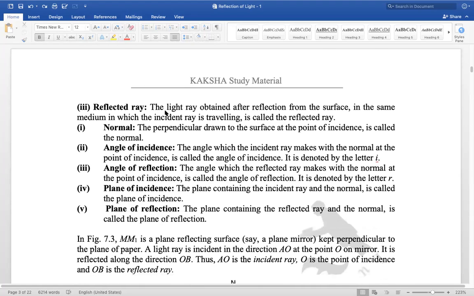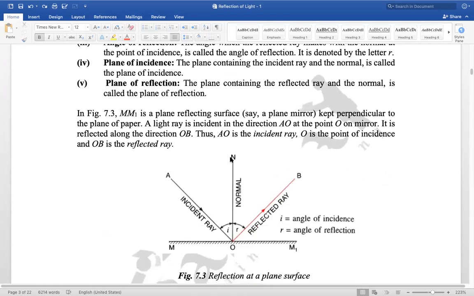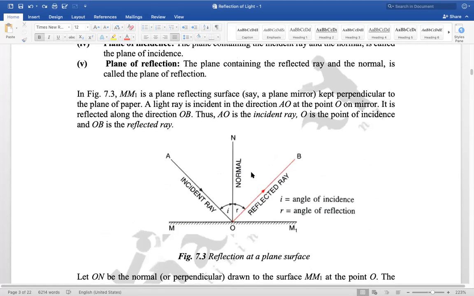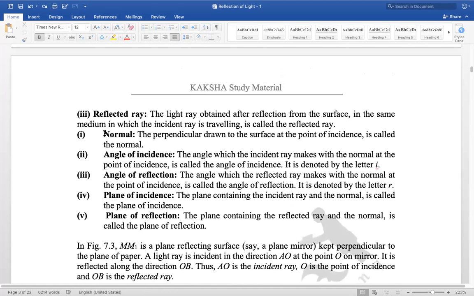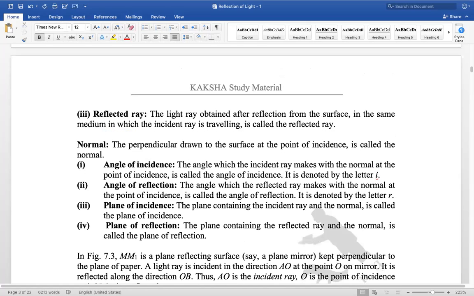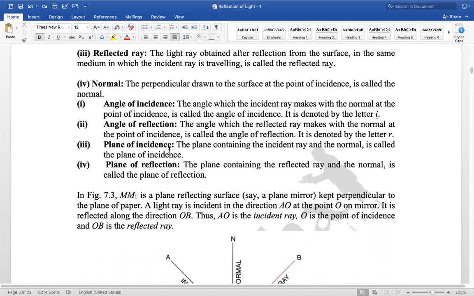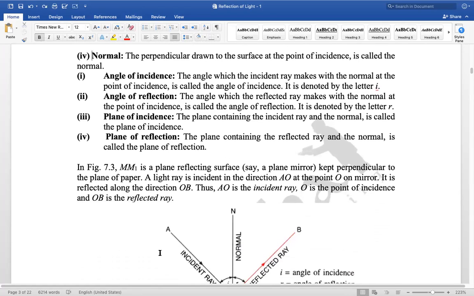ठीक है, रिफ्लेक्टेड रे के बारे में बात कर रहे थे. The light ray obtained after reflection from the surface in the same medium in which the incident ray is traveling is called reflected ray. तो यहाँ पे नीचे वो फिगर भी बना हुआ है जिसके बारे में हम लोग बात कर रहे थे ना. नॉर्मल क्या है? The perpendicular drawn to the surface at the point of incidence is called the normal. तो जैसे यहाँ पे ये वाला जो रे है जो स्ट्रेट परपेंडिकुलर है सरफेस के, वो हमारा नॉर्मल हो गया.